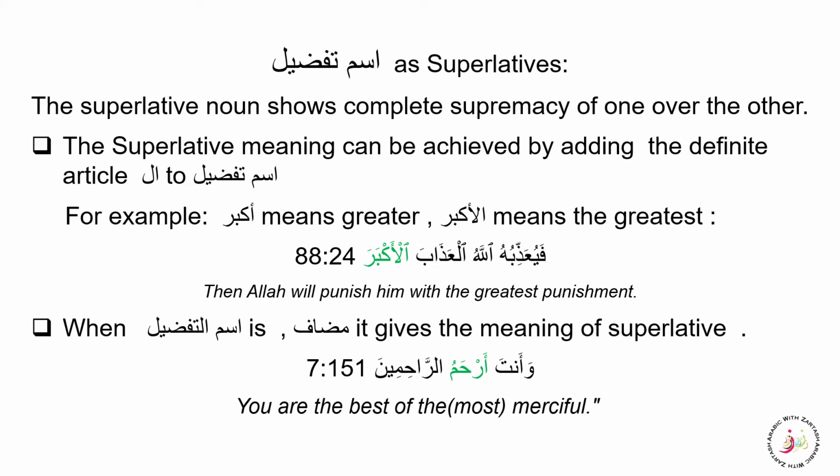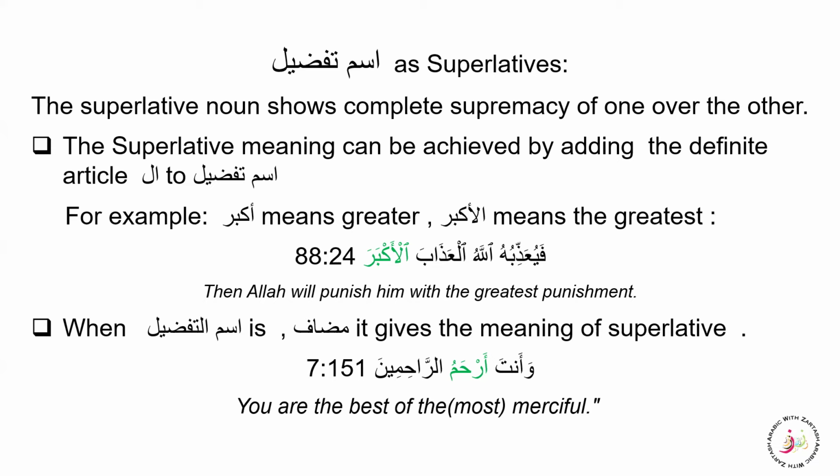Like more of a hitter, or the one who gets hit more, or the one who praises more, Ahmad, or the one who's praised more. That's the second thing. The third thing that we learned is that there are two ways to make an ism tafdeel into a superlative: we add al, or we change it into mudaf. These are the two ways to make it superlative.